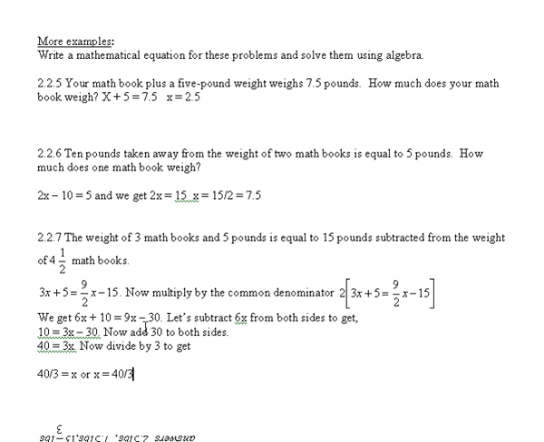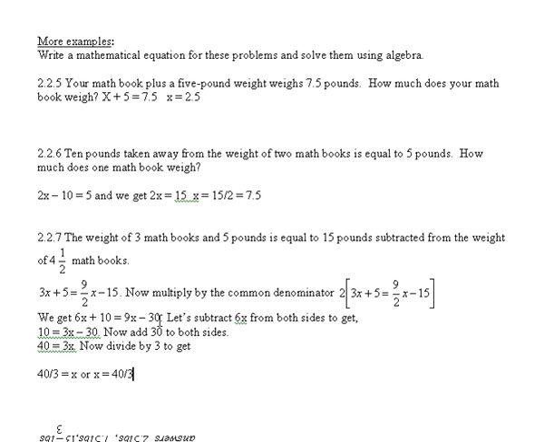2 times 3x is 6x. 2 times 5 is 10. 2 goes into 2 1 times 9 is 9, so we'd have 9x. Or you can think of 2 times the 9 is 18. 18 divided by 2 is 9x. And the 2 times the minus 15 is minus 30. So we eliminated the fractions.